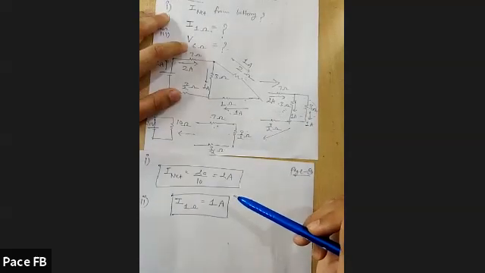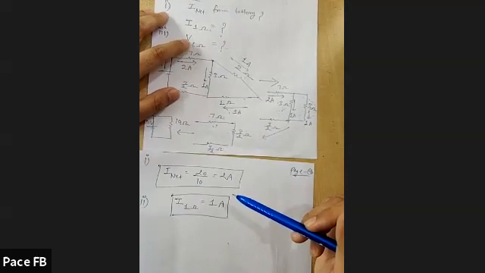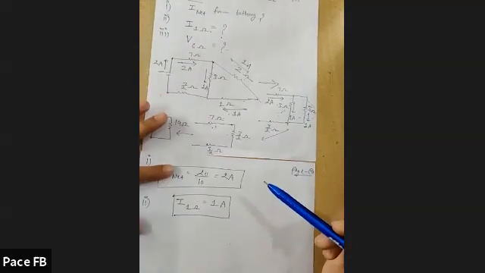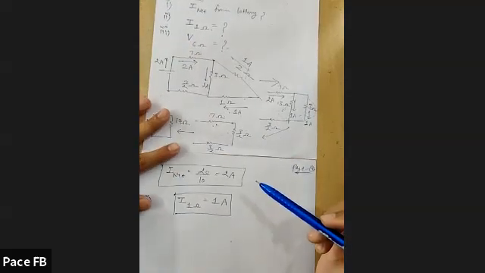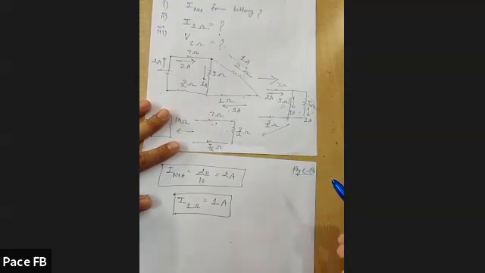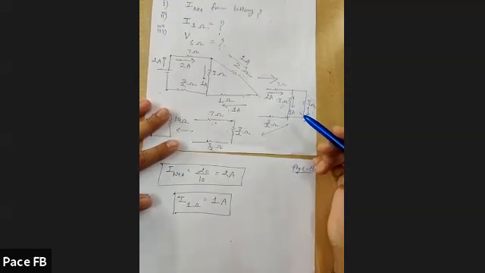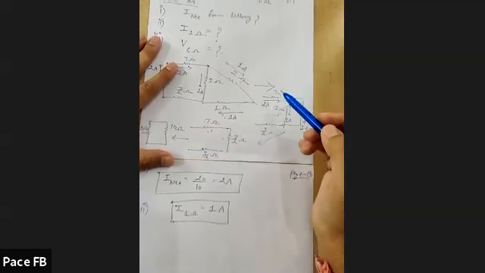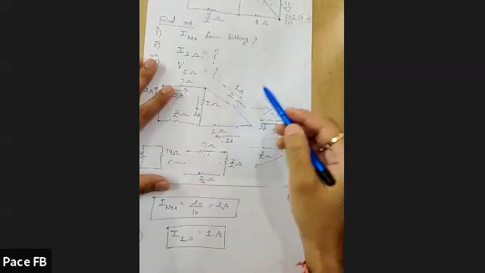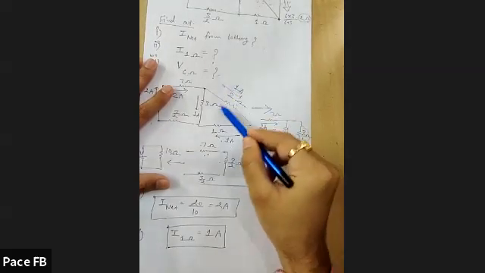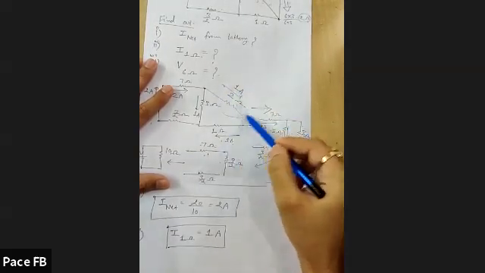Now, the last part is: what is the potential difference across 6 ohm? How to solve this? So for that, I need to first find out the current passing through 6 ohm. Can I say that this 2 ohm is the combination of 6 and 3?